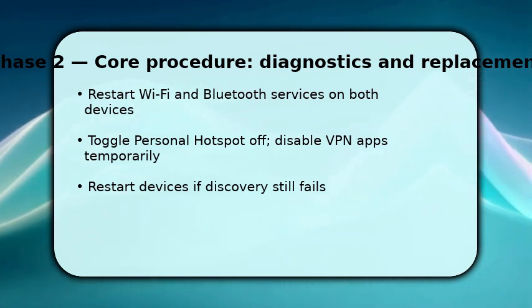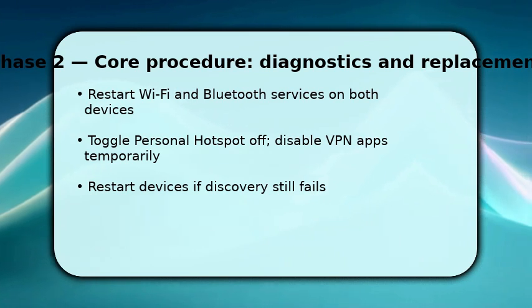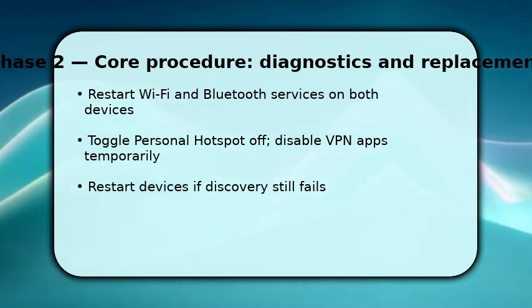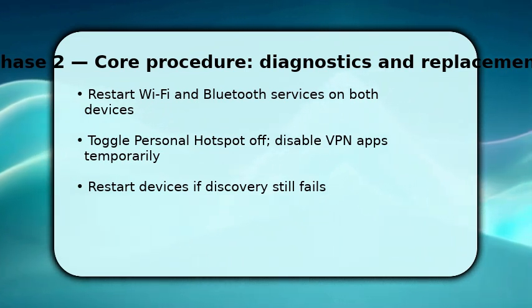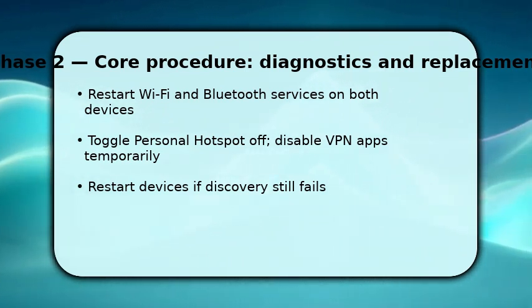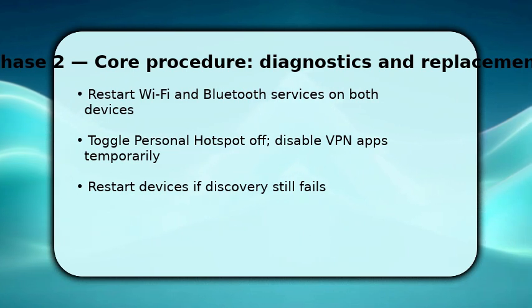If the sender still can't see the receiver, reboot both devices. A restart clears transient network stacks and discovery caches. After rebooting, recheck AirDrop settings and attempt sending the same small file to confirm discovery and transfer.